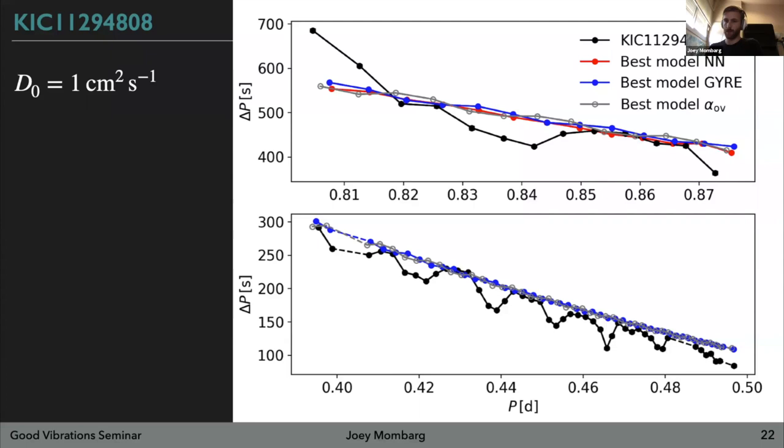But I agree with you that if you want much more accurate overshoot estimates for these stars where you have mode trapping, we need to match these much better as well. But for the majority of the sample, we have quite a smooth pattern. So there, we're quite confident that it's okay.